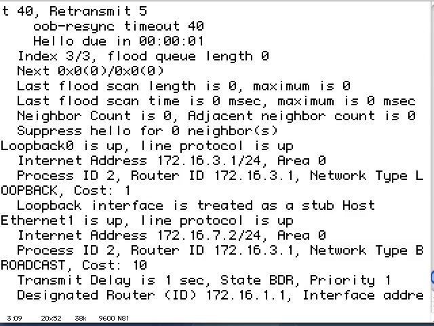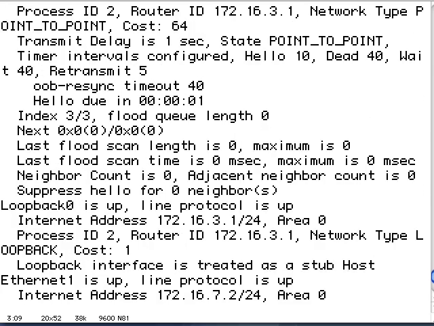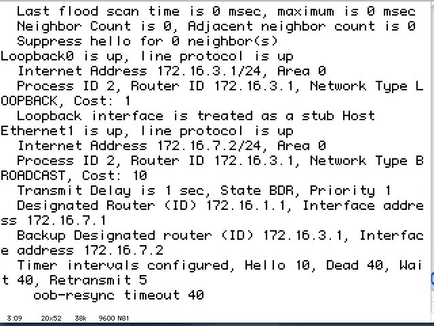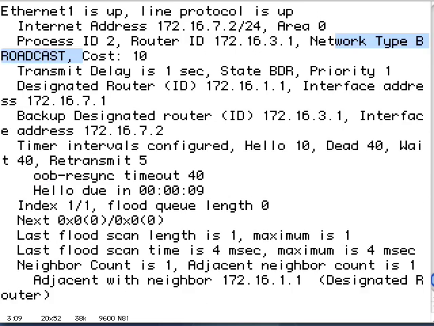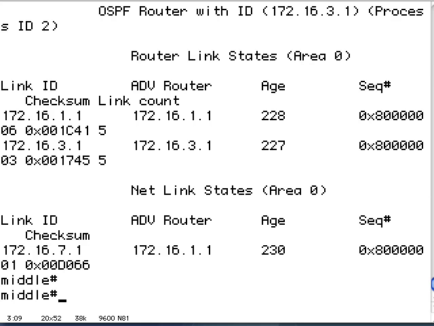Remember back in the show IP OSPF interface, the Ethernet network is network type broadcast. And one characteristic of broadcast nets is that if you have multiple routers in the broadcast net, a designated router is elected, and it will originate a network LSA in the OSPF database for that. Let's go take a look.